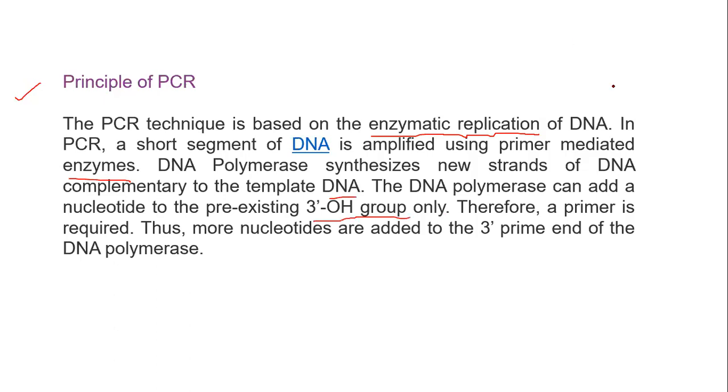See, we know that DNA looks like this. It has a 3' and a 5' end. So we are going to talk about the pre-existing 3'-OH group only. Therefore, a primer is required. Thus, more nucleotides are added to the 3' end of the primer by DNA polymerase. So the enzyme you are going to use is DNA polymerase. That is very, very important.